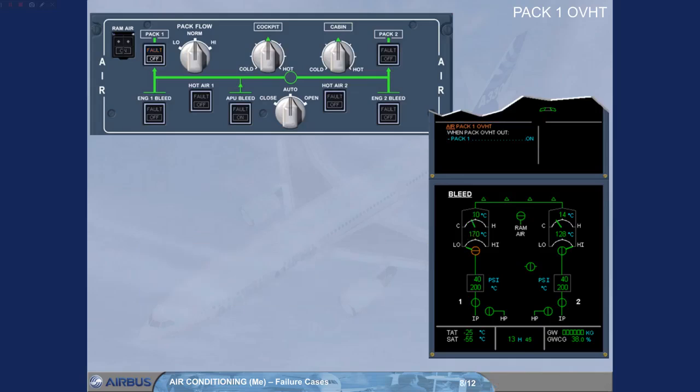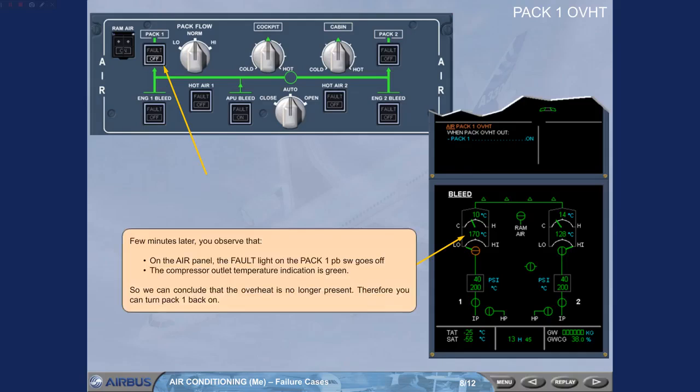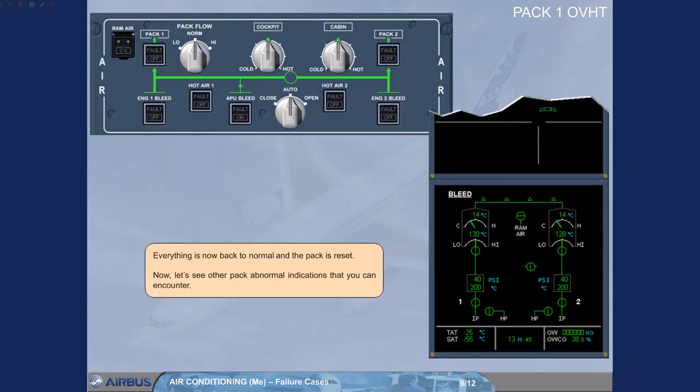A few minutes later, you observe that on the air panel, the fault light on the PEC 1 push button switch goes off, and the compressor outlet temperature indication is green. So we can conclude that the overheat is no longer present. Therefore, you can turn PEC 1 back on. Everything is now back to normal, and the PEC is reset.